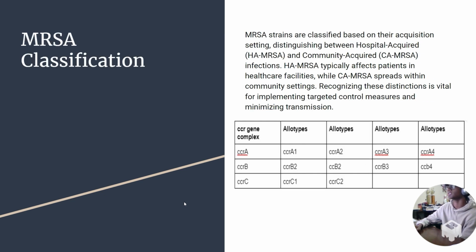So for MRSA, we need to classify the different types of strains, and commonly they're classified between hospital-acquired and community-acquired infection. The hospital-acquired infection is typically found in patients in healthcare facilities, while the community-acquired infection spreads within community settings, such as sports games or public gatherings. Recognizing these distinctions is vital for implementing targeted control measures and minimizing transmission.